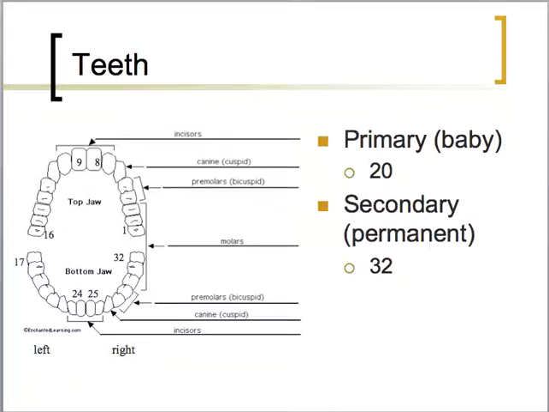There are 32 permanent teeth and 20 primary teeth. The mandible is the lower dentition, and the maxilla is the upper dentition. Teeth are identified using a number system. The mouth is divided into 4 quadrants, and there are 8 teeth per quadrant.